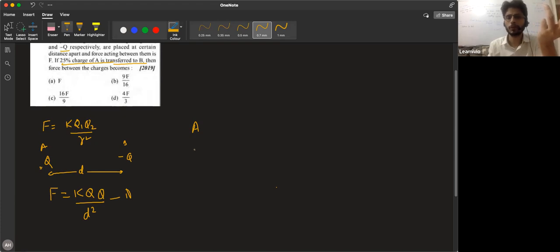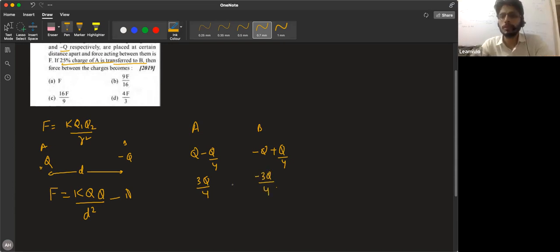You are transferring Q by 4 charge, so the charge remaining will be Q minus Q by 4, which is 3Q by 4. And you are transferring this charge to B, so that will be minus Q plus Q by 4, which is minus 3Q by 4. Is it clear? And they are placed at the same separation.